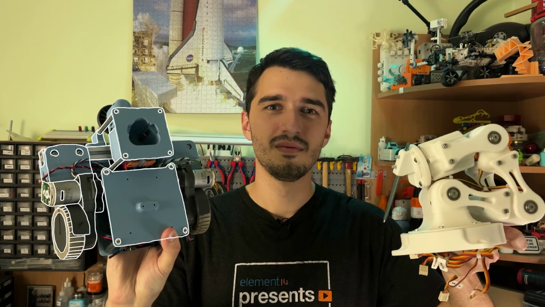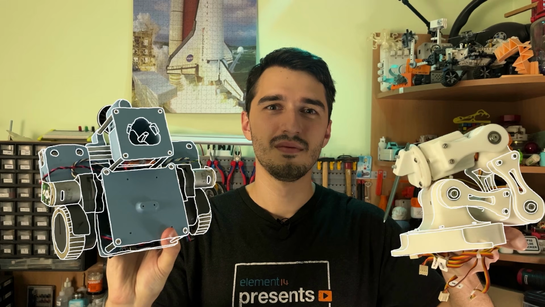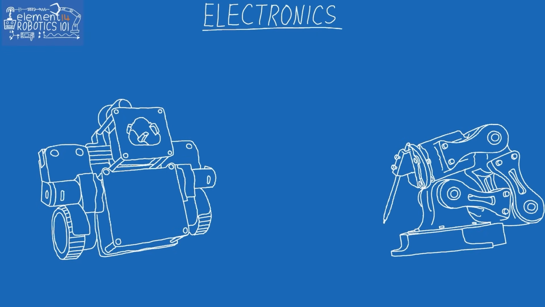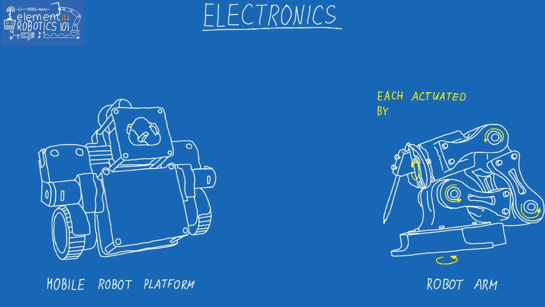To explain the electronics, I will use the robots in my hands as examples so that you can understand the concepts. In my right hand, I'm holding Perry the Platypus Bot, a mobile robot platform, and in my left hand, I'm holding a small robot arm. Let's begin with the arm. These markings in yellow represent the joints of this robot arm. Each of these joints is actuated by a servo motor and the joints are connected by segments.